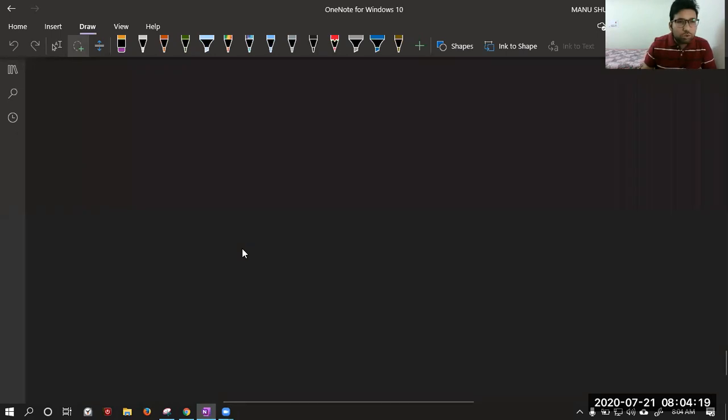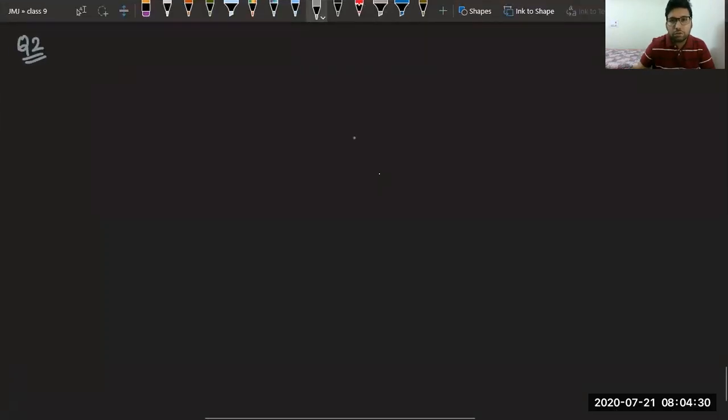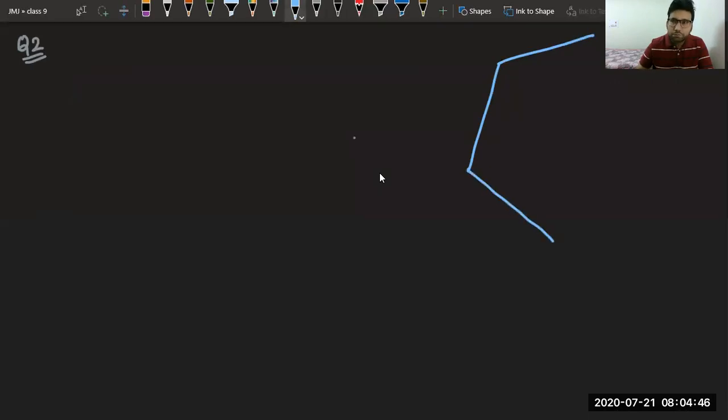Question number 2, we will start today. Let me take a blue pen. Question number 2, all of you read in the book: ABCD is a quadrilateral. So given to us is a quadrilateral ABCD like this. A, B, C, D. I hope all of you have tried this question at home also.